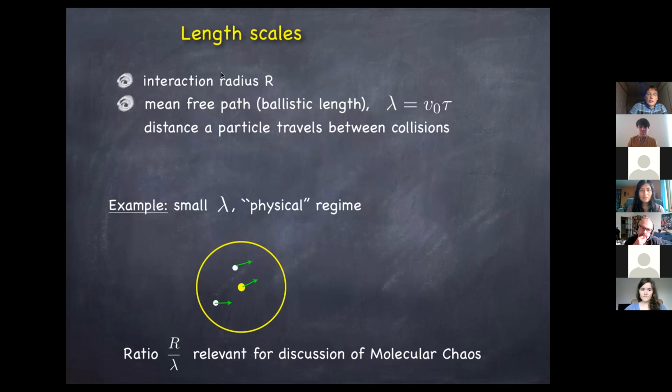All right. So next I want to discuss some important length scales to understand the Vshape model. The first one is the interaction radius r. It's just the radius of that circle, so where you find your neighbors. And then you have a so-called ballistic length, also called mean free path, which is just the distance a particle travels within the time step tau.